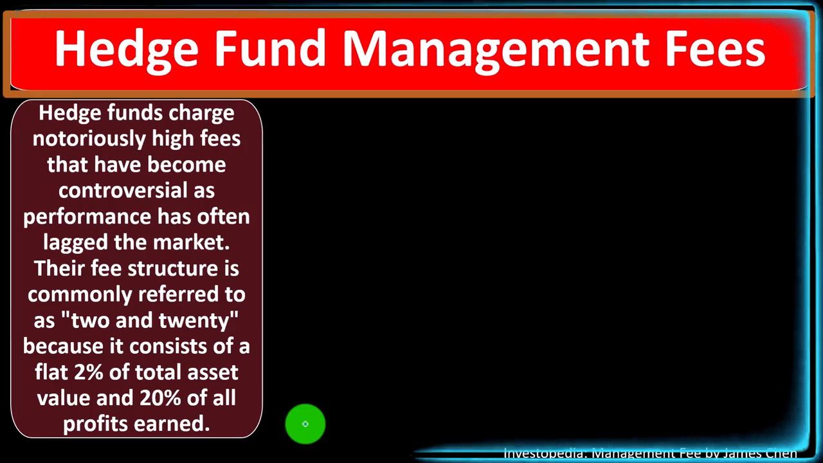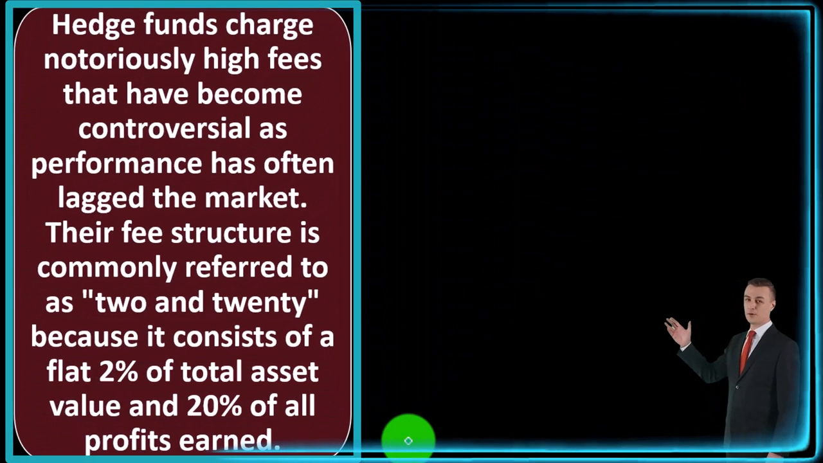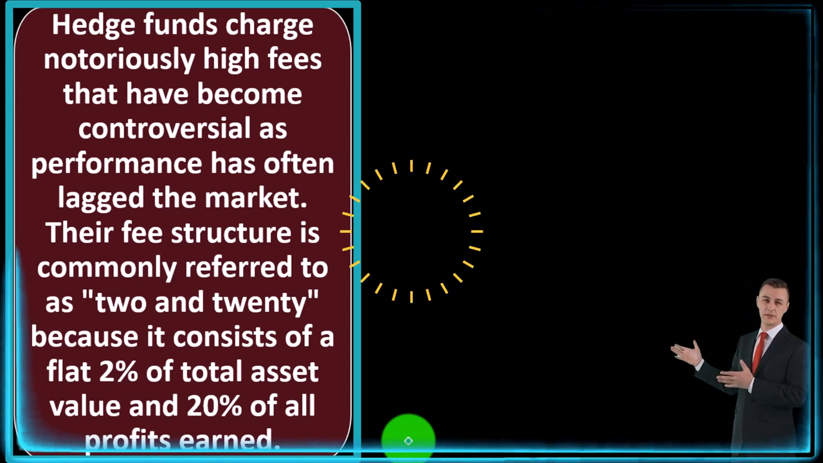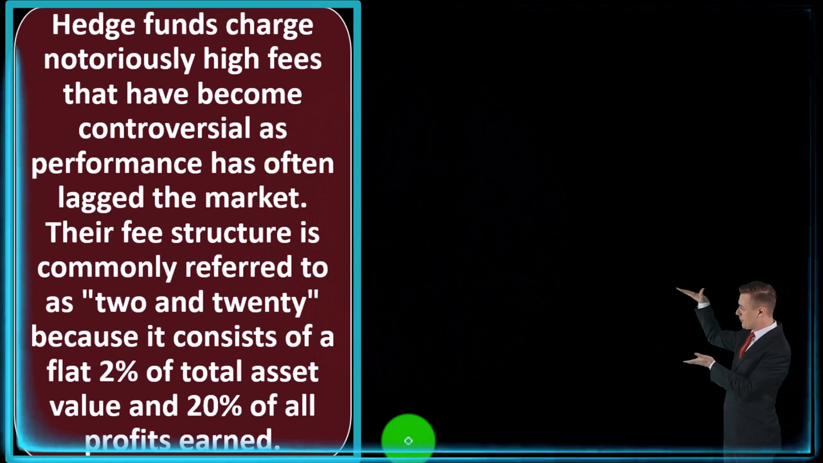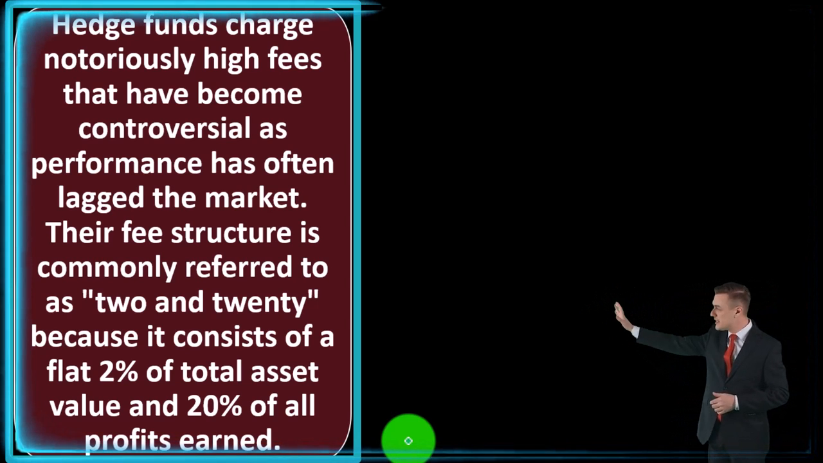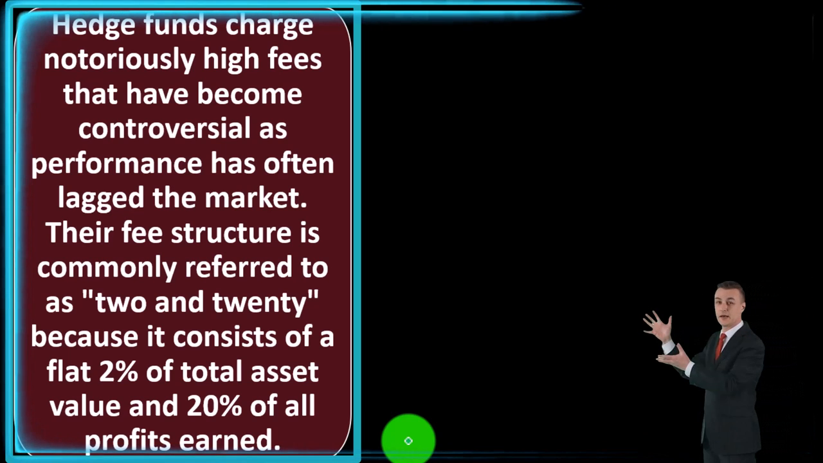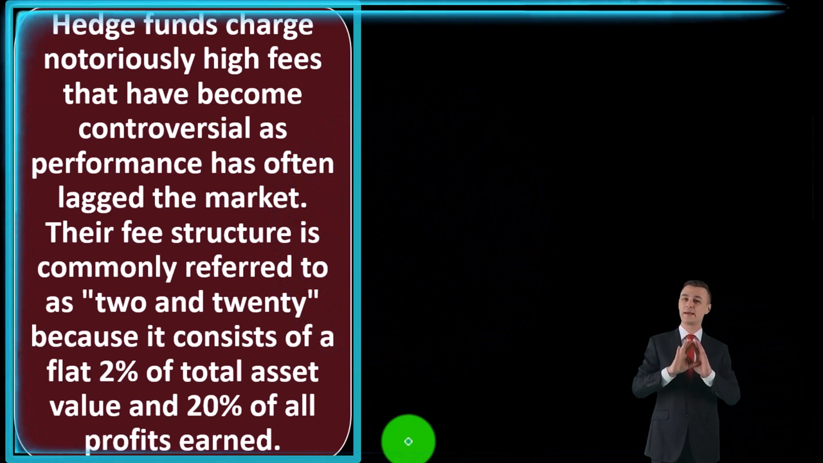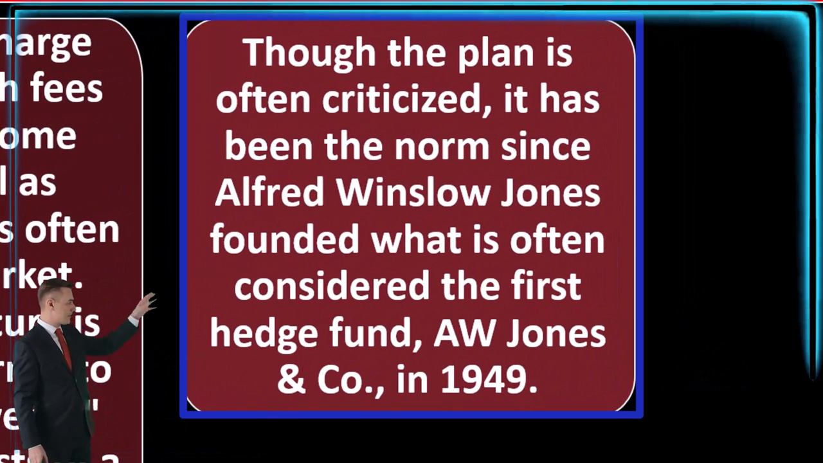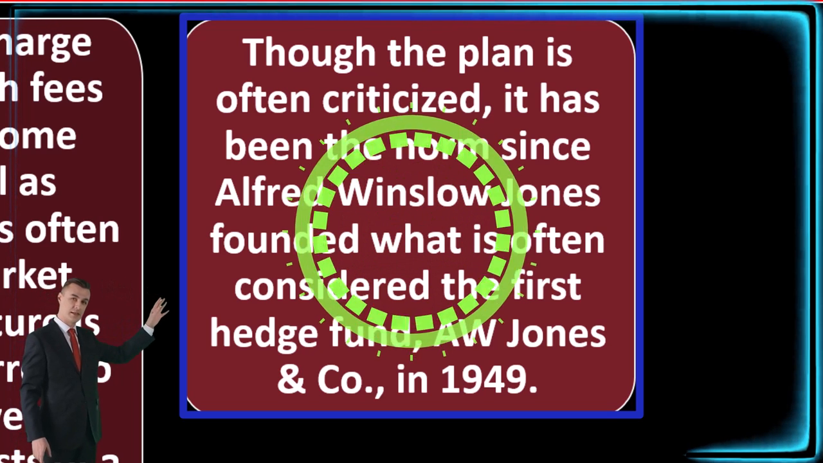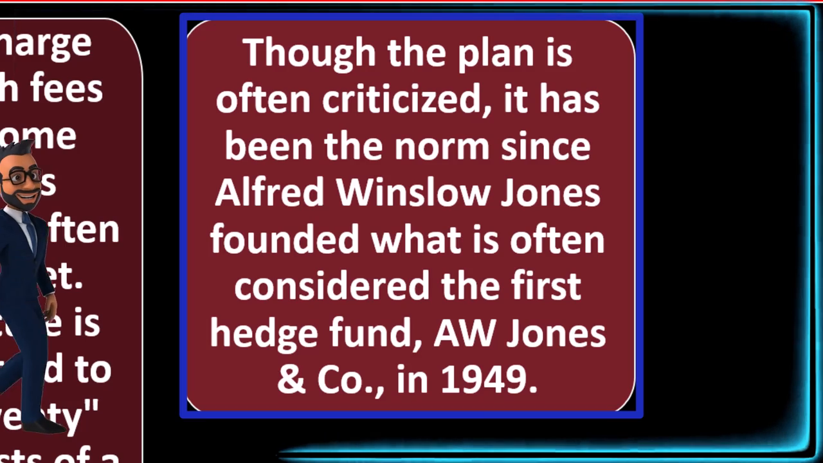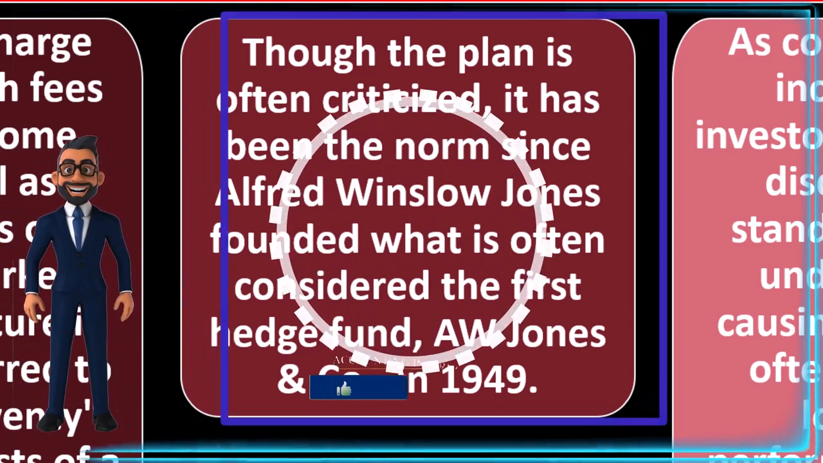So, hedge fund management fees. Hedge funds charge notoriously high fees that have become controversial as performance has often lagged the market. Their fee structure is commonly referred to as "2 and 20" because it consists of a flat 2% of total asset value and 20% of all profits earned. Though the plan is often criticized, it has been the norm since Alfred Winslow Jones founded what is often considered the first hedge fund, A.W. Jones & Company, in 1949.